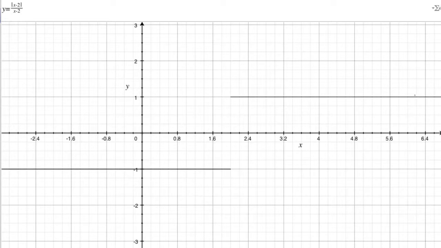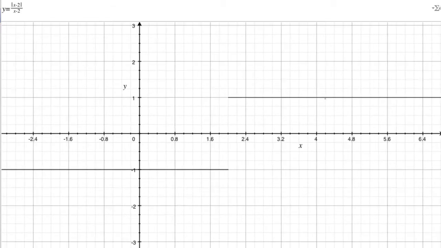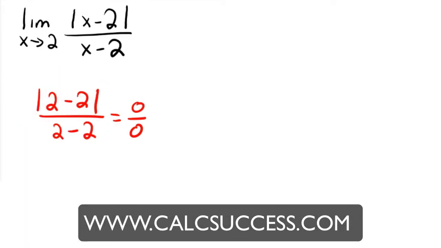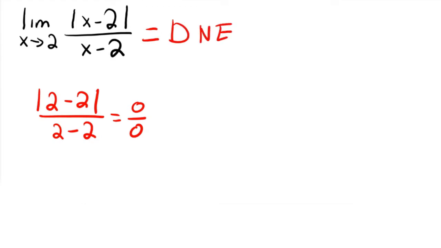So the limit this time doesn't exist, because when you come in from the right side, it's approaching positive 1. But if you're approaching from the left side, this guy equals negative 1. So this limit does not exist. Now we're going to talk about how to do these algebraically later, but for now we can see that graphically it doesn't exist.